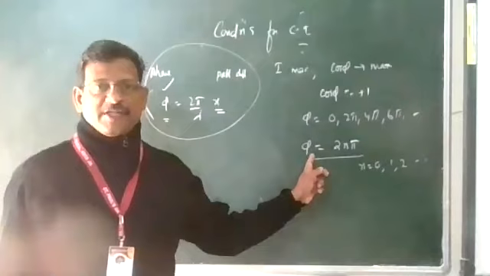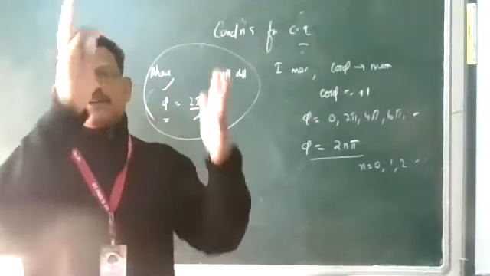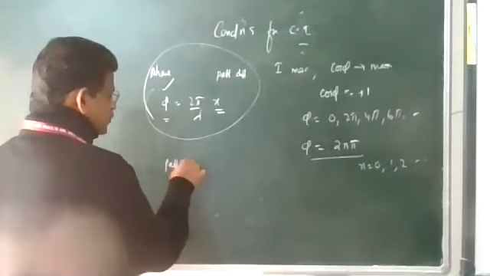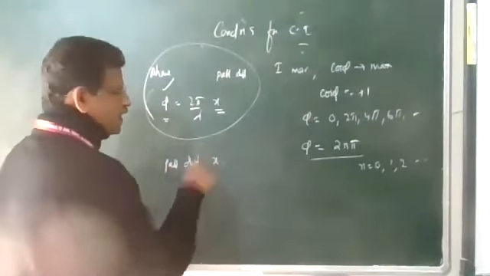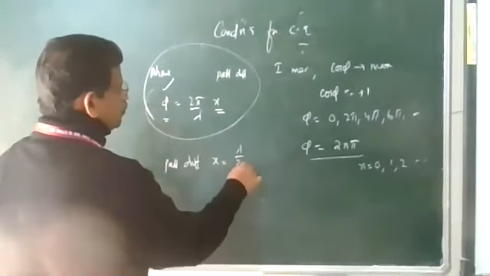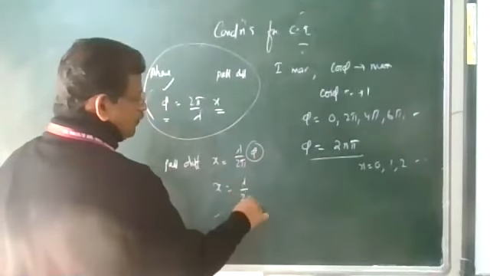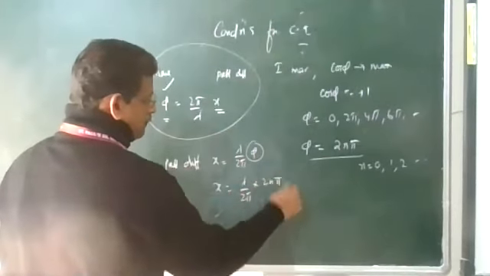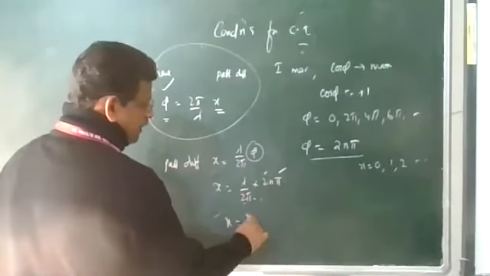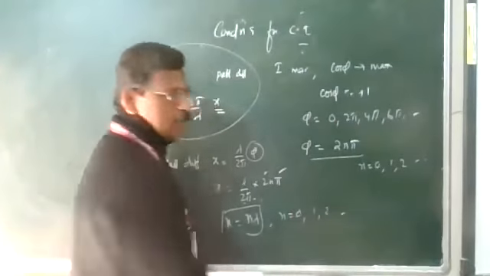If this is the phase difference, what can be the path difference? Light is going from S1 and S2 to different points on the screen. So what can be the path difference, the path traveled by the light? Here x is equal to lambda divided by 2 pi times phi. But phi's value is 2 n pi, so x is equal to lambda divided by 2 pi into 2 n pi. So pi cancels, 2 cancels, and we get x equal to n lambda, where n's value is 0, 1, 2, 3, etc.